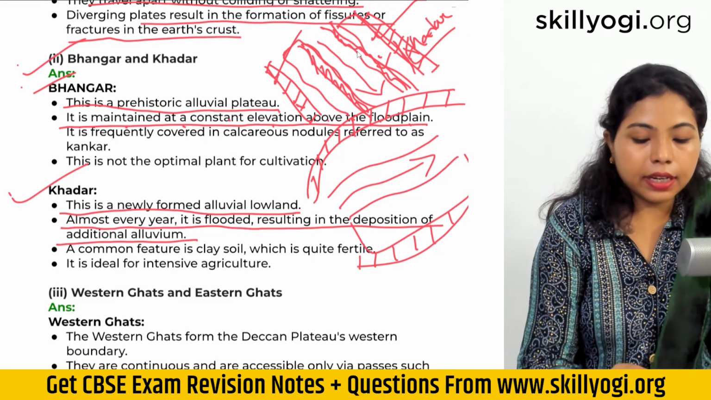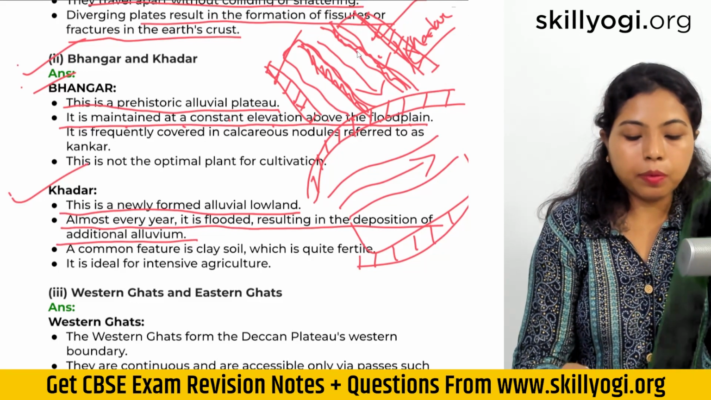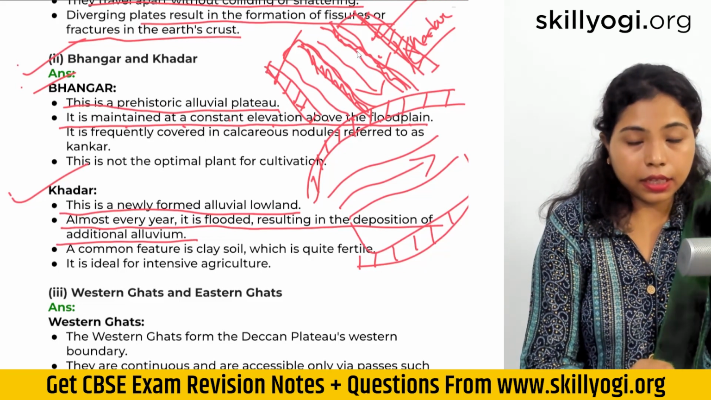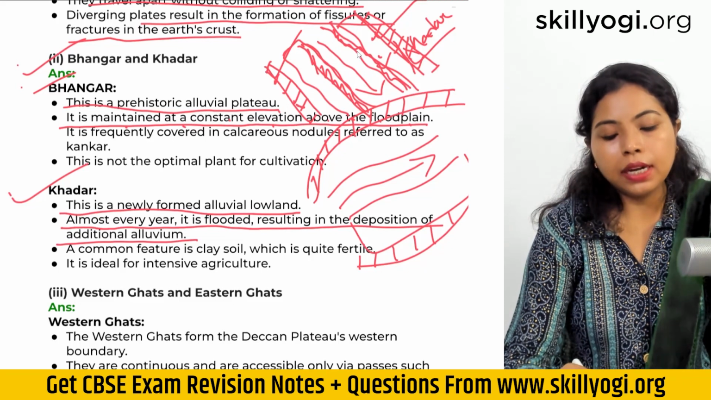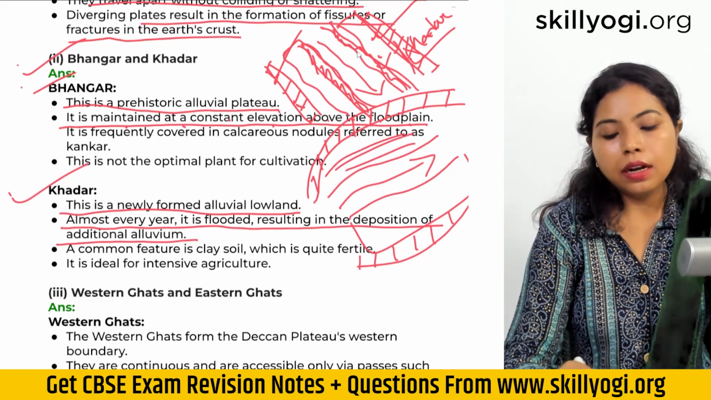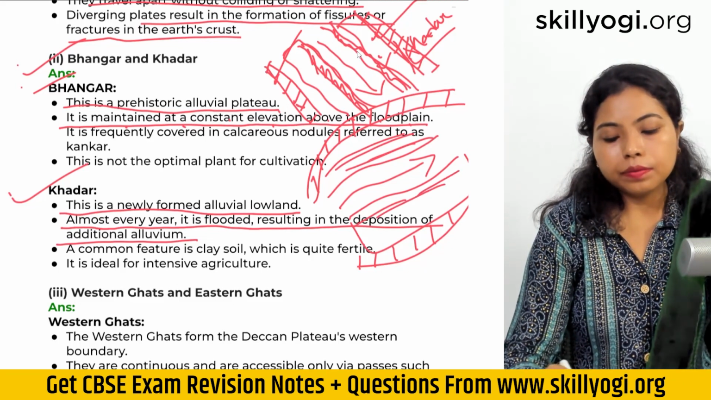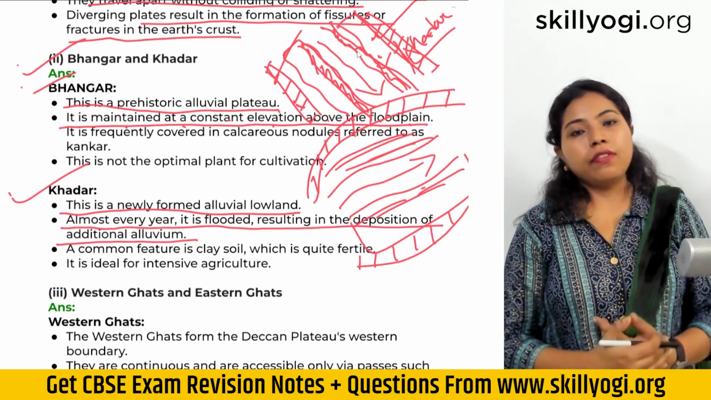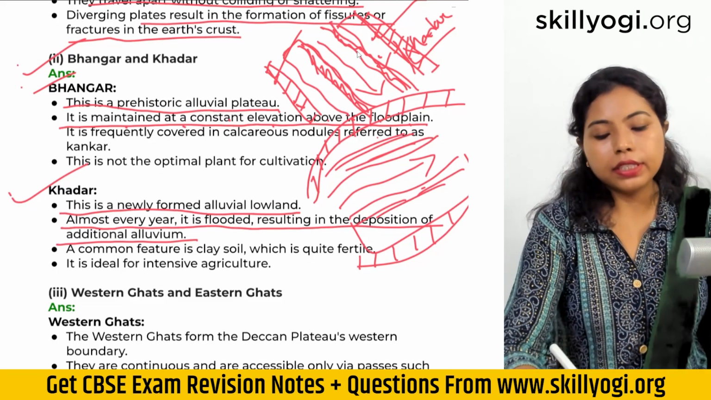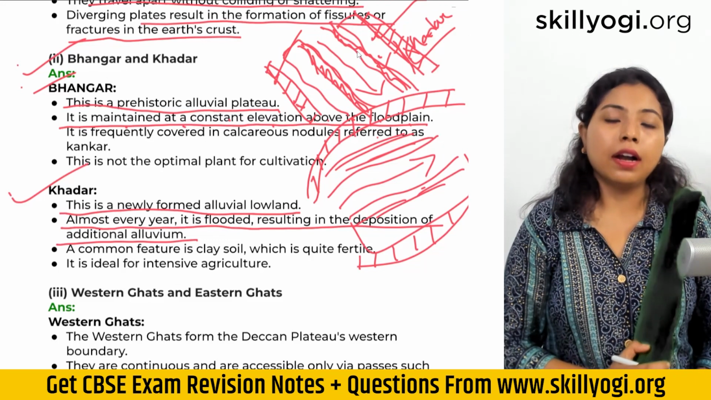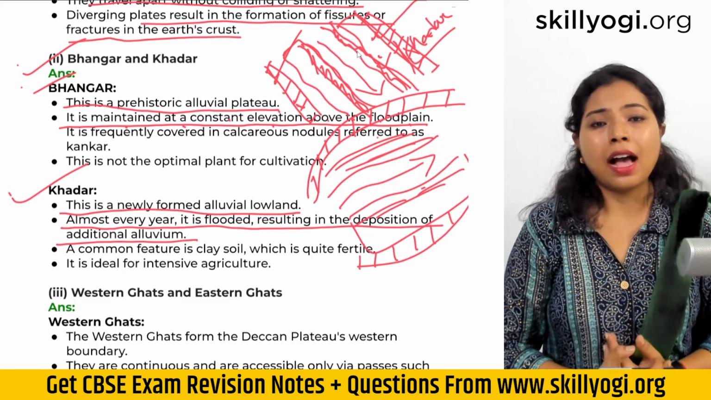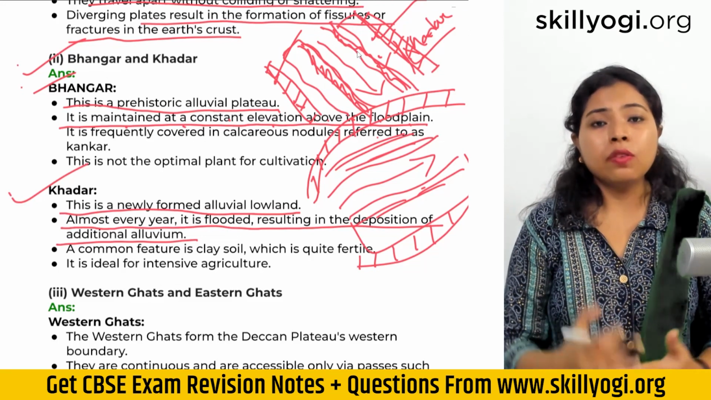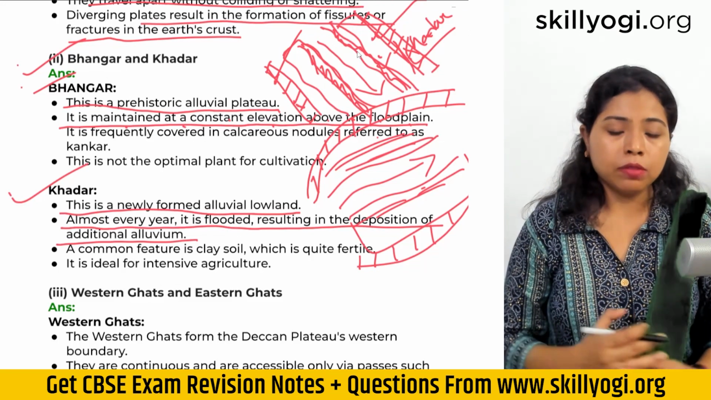Almost every year it is flooded, resulting in the deposition of additional alluvium. As the additional alluvium is deposited every year, because every year there is a flood in the Ganga, this whole region is flooded by the water of the Ganga river. That's why it is increasing its height by the newly deposited alluvium soil.